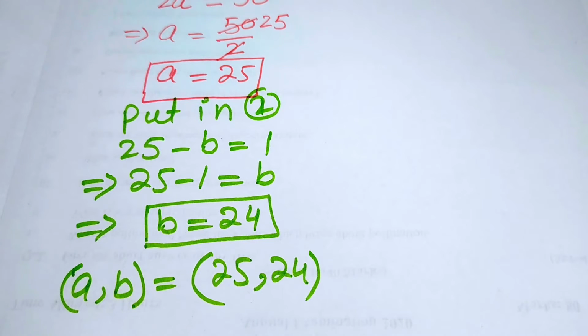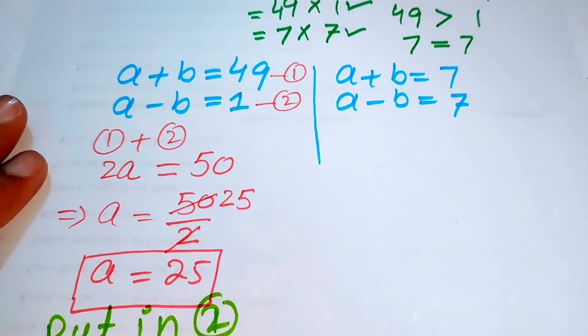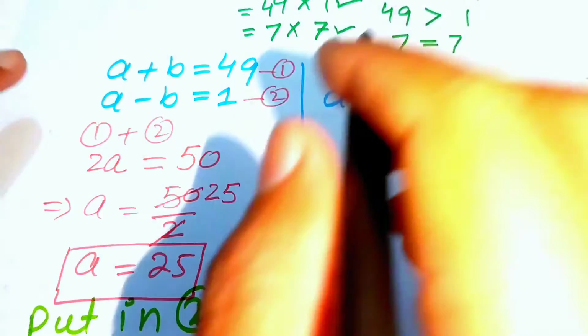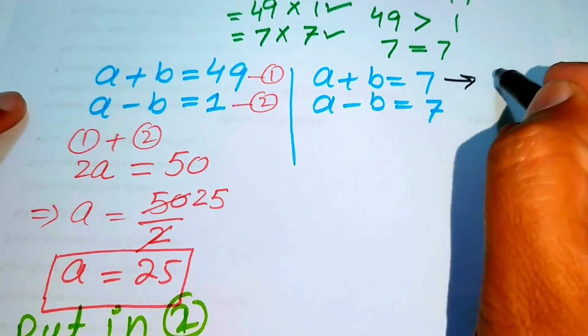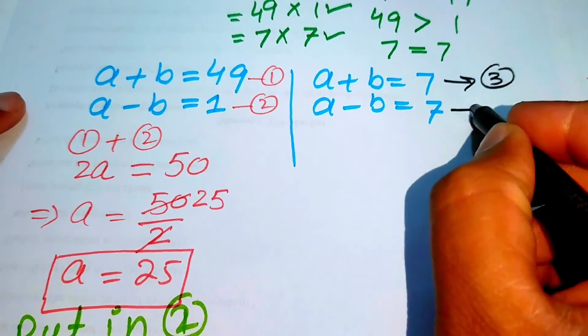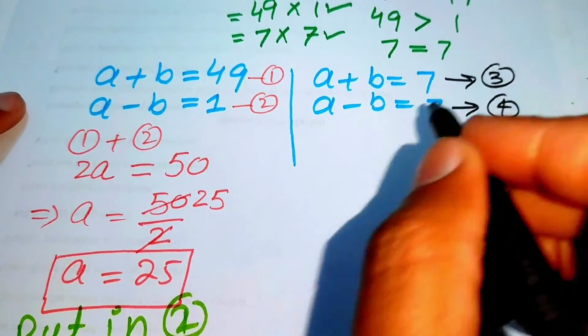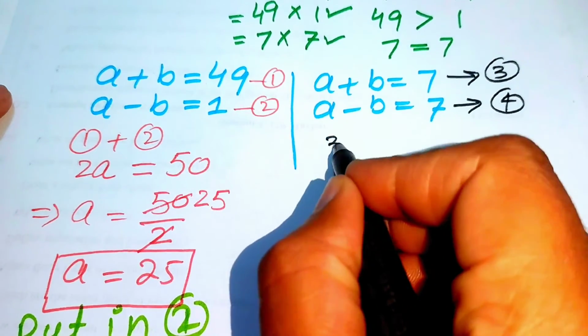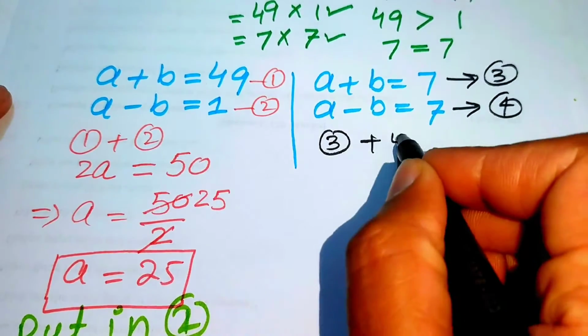So this is the value of a and b which we get from case number 1. And now we move towards our case number 2. So this is our case number 2, and we call this equation number 3 and this equation number 4. So we first add equation number 3 and equation number 4.